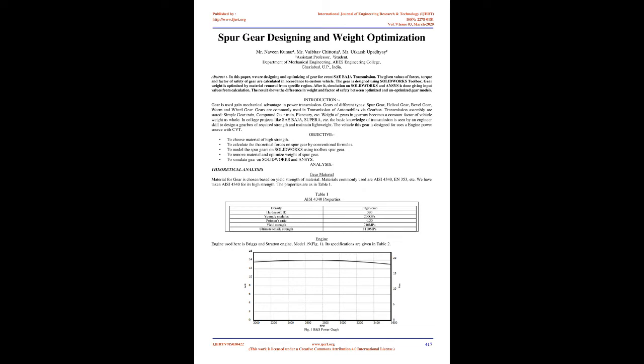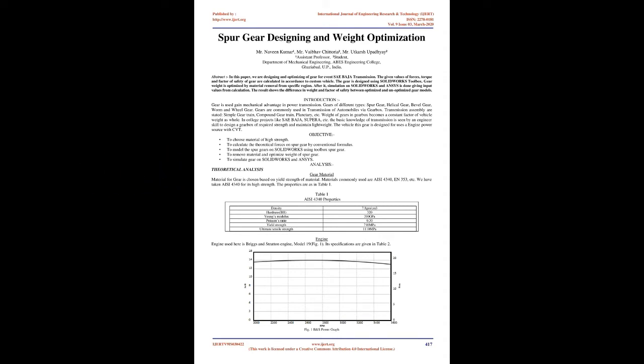Gear weight is optimized by material removal from specific regions. After that, simulation on SOLIDWORKS and ANSYS is done, giving input values from calculation. The result shows the difference in weight and factor of safety between optimized and unoptimized gear models.